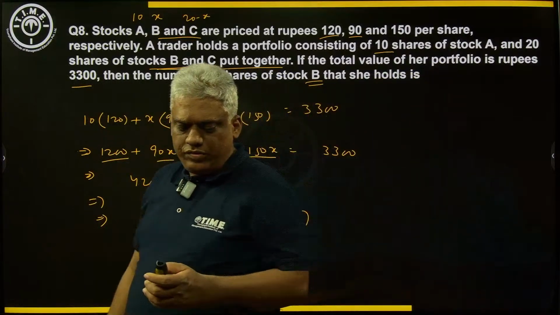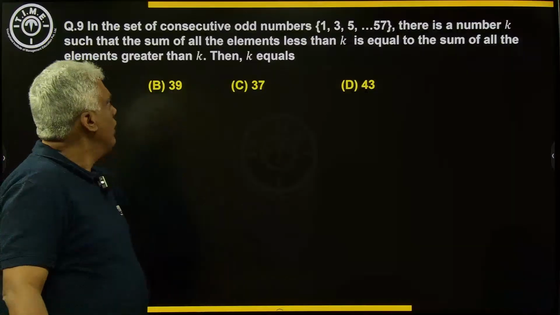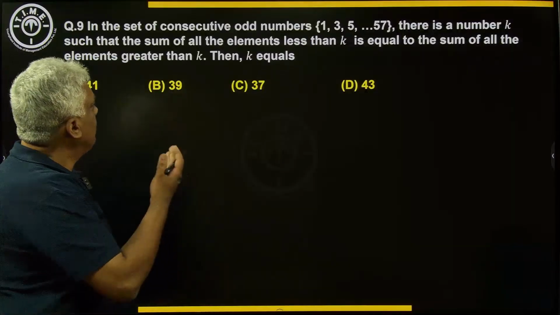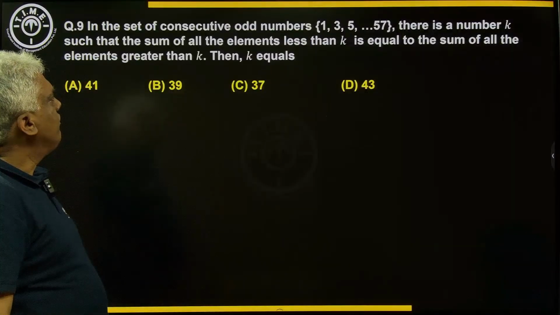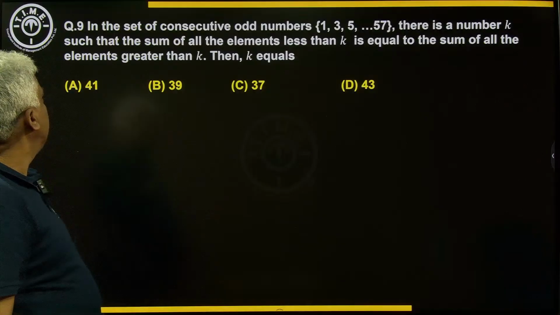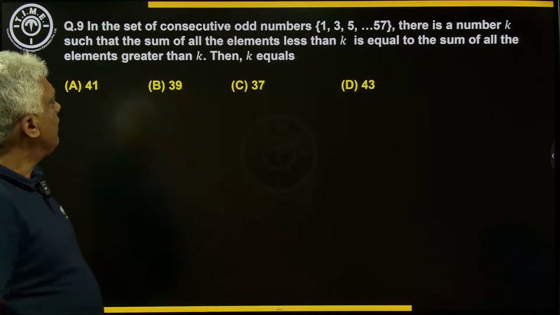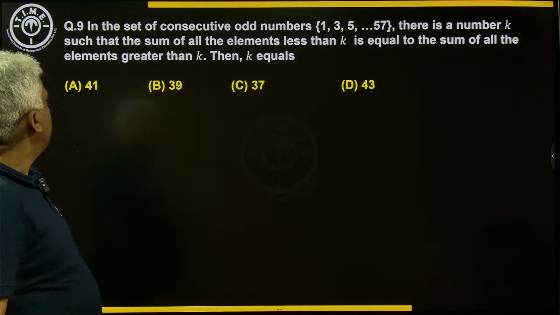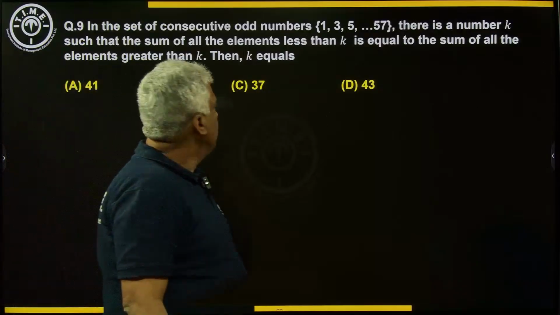Let's see the next question. Take 1-2 minutes. In a set of odd numbers 1, 3, 5, up to 57, there is a number k such that the sum of the elements less than k is equal to the sum of the elements greater than k. Then the value of k.